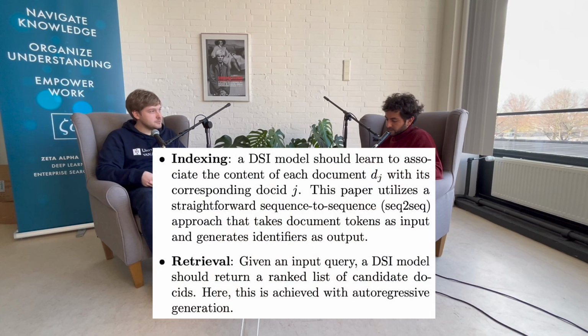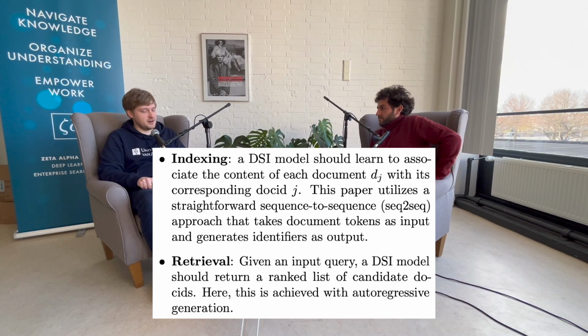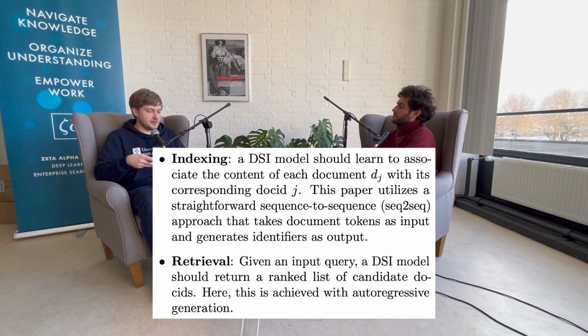Okay, before we get into the description of the method, you have already mentioned this, but you can maybe define what the indexing and the retrieval stages mean in this context. We're talking about page 4, top right of the paper. They have a couple of definitions that are useful conceptually. Their definition of indexing here is teaching the model to associate a document ID with a document.